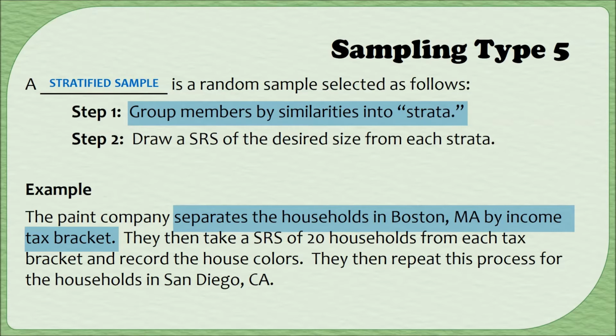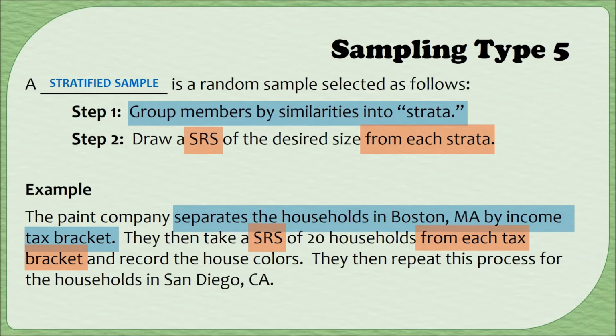Then the second part of a stratified sample is that you found a simple random sample from each group. In this case, we're looking for language of a simple random sample from each of the tax brackets. And that's exactly what we have. So that's our clue that this is a stratified sample. To recap, this is not just a plain old SRS because there's grouping by similarities, and we found an SRS from each of those groups.